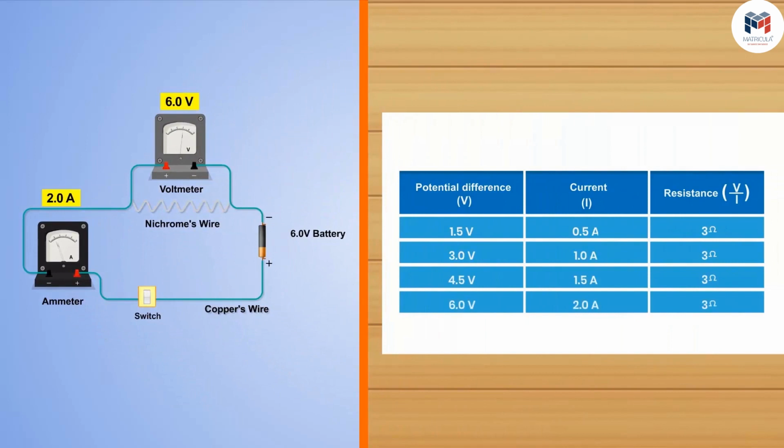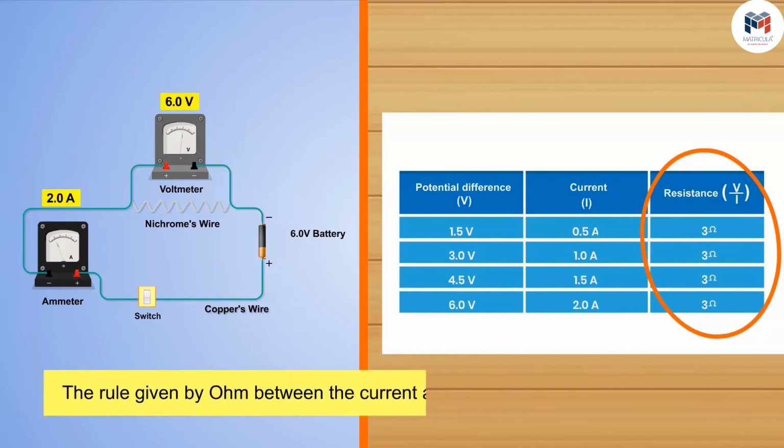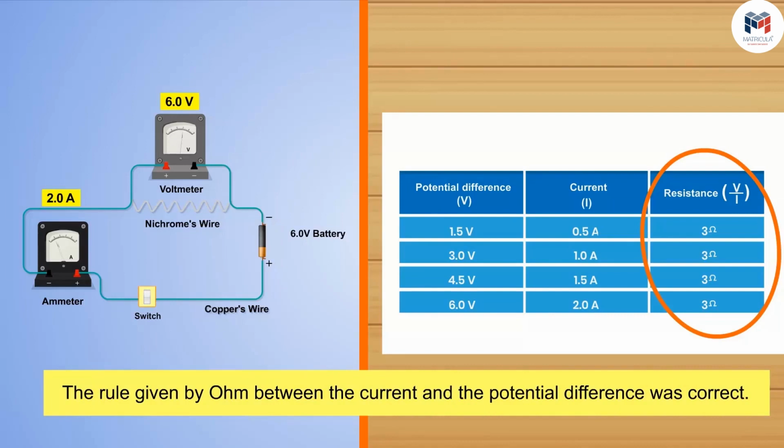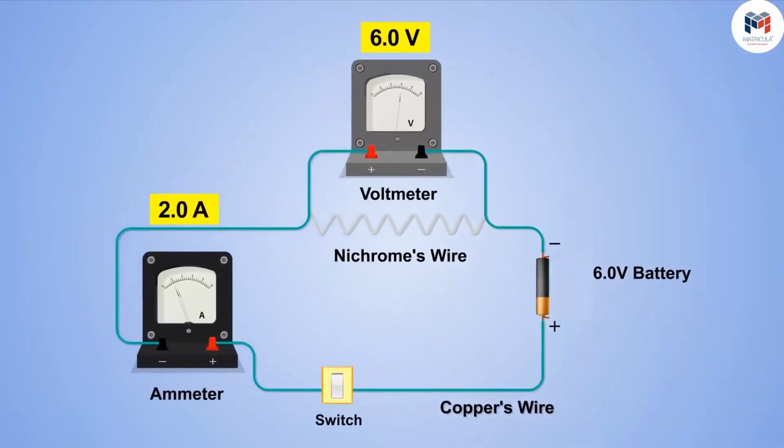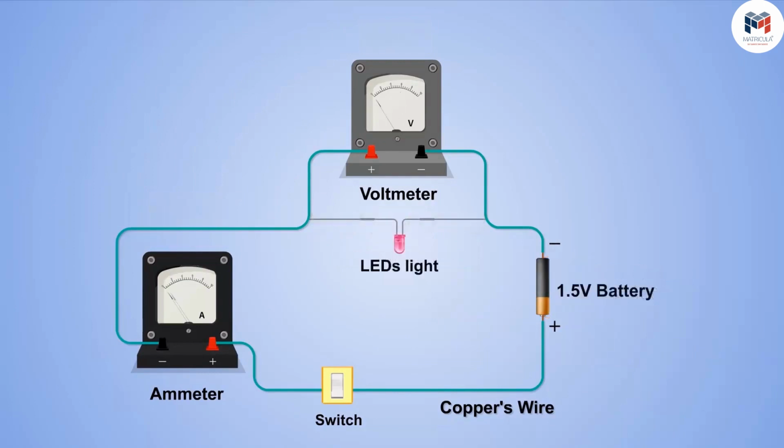If the ratio of potential difference and electric current is taken, it will always be the same. So we can say that the rule given by Ohm between the current and potential difference was correct. What will happen if the nichrome wire is replaced by another resistance, say an LED light? Will the ratio still be the same as it was in the case of a nichrome wire? Let's try this. Here the value of electric current has changed due to the LED light.